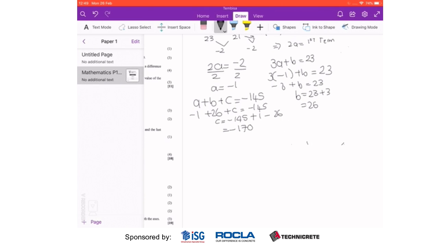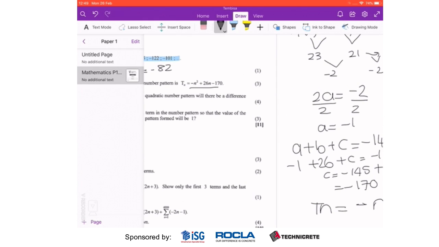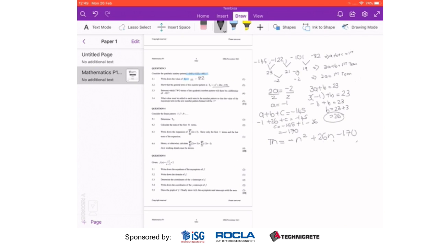Now we're going to take everything and put it together. So Tn is equal to, our a is negative 1, so it's going to be negative n squared. You can omit the 1 because it makes more sense, so it's just negative n squared. Then we've got plus 26n, my b is 26, and my last value is negative 170. Let's see if that is the same as what they gave us. And yes, it is. They have negative n squared plus 26n minus 170. So we calculated exactly what they gave you.